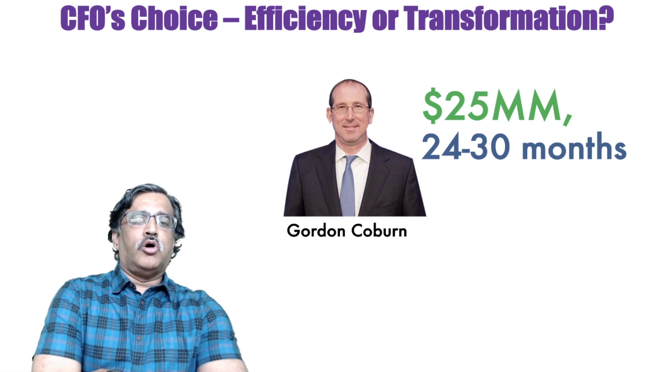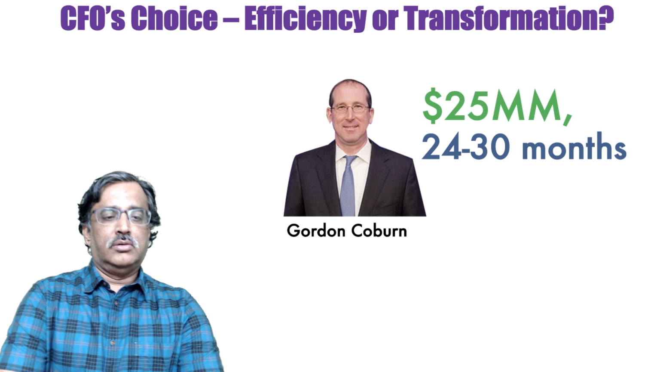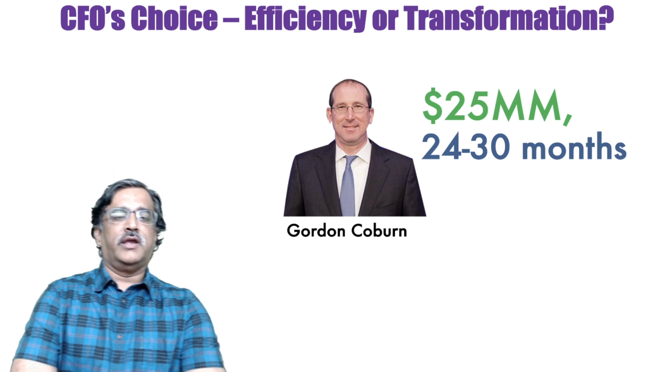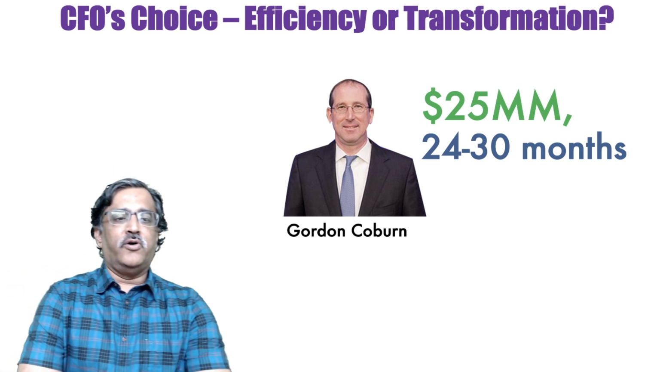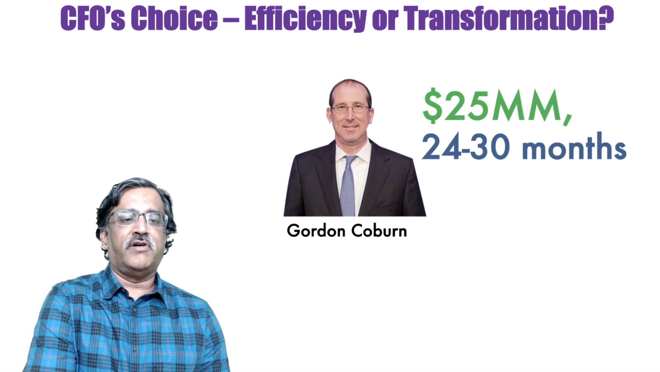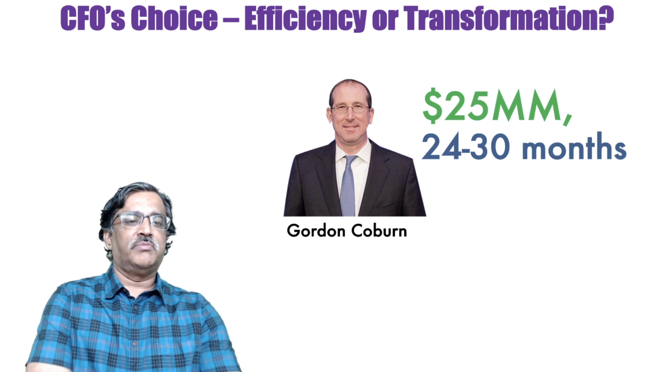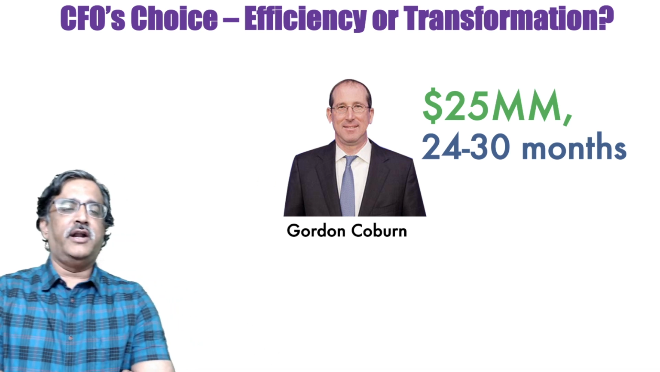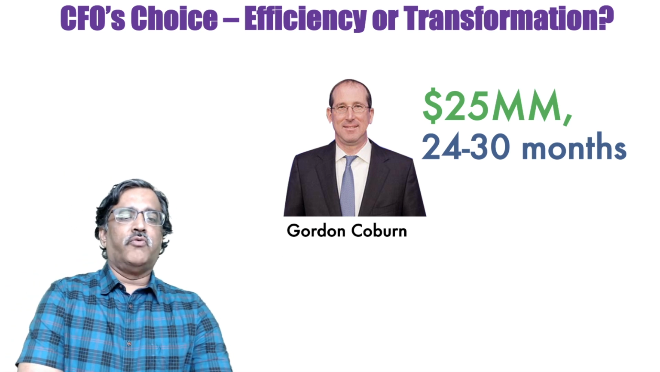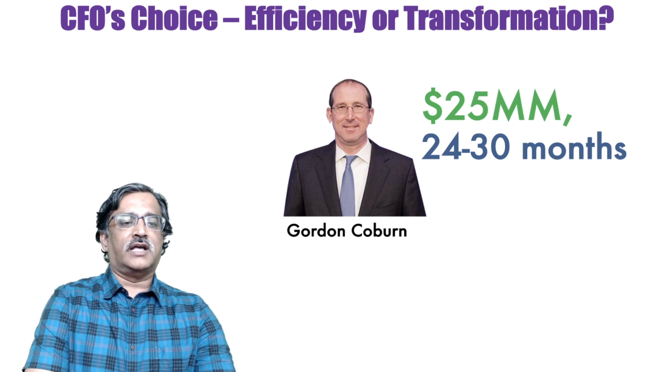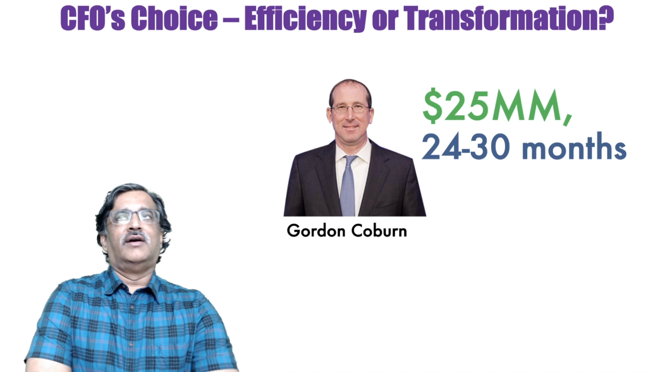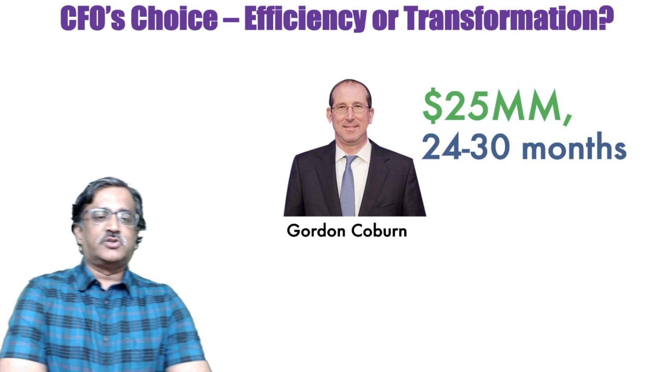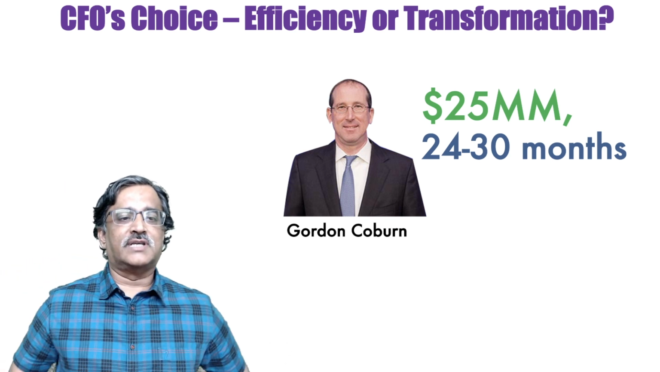I went to my then boss, Gordon Coburn, who was the CFO. Later on, he became president. Probably one of the most prodigious minds I've ever worked for. I'm so lucky to have worked with him. I learned a lot from him. So I went to him and said, Gordon, what would you choose, efficiency or transformation? The brilliant mind that he is, he chose transformation. And I was happy about that.